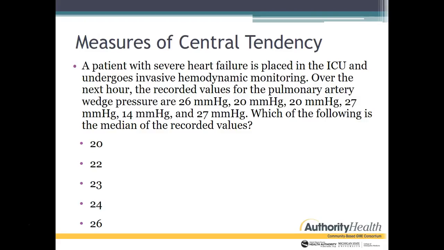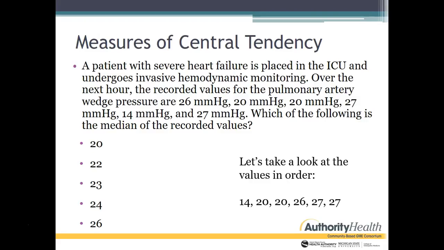Here's another quick question. A patient with severe heart failure is placed in the ICU. Over the next hour, the pulmonary artery wedge pressure readings are 26, 20, 20, 27, 14, and 27. Which of the following is the median? All you have to do is look at the values in order, and you'll see right here in the center is your median. The average of these two numbers would be 23, and that's your answer.